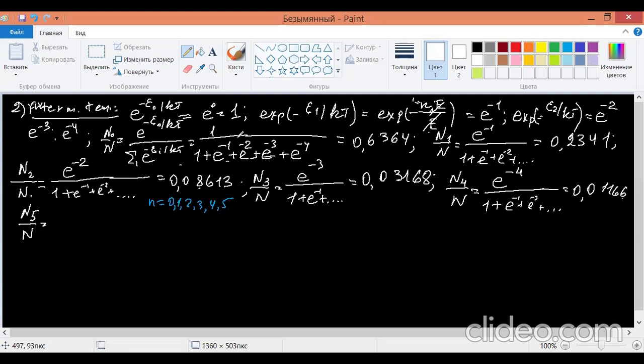I had some issue to deal with immediately. Sorry, that's why I forgot to do that. But in practical terms, that played no role at all, because it would have been much less than the last neglected term, but not in this case. So n sub 5 over n is equal to, if you continue the calculation, e raised to minus 5 over this sum, 1 plus e to the minus 1 plus e to the minus 2, and so on.